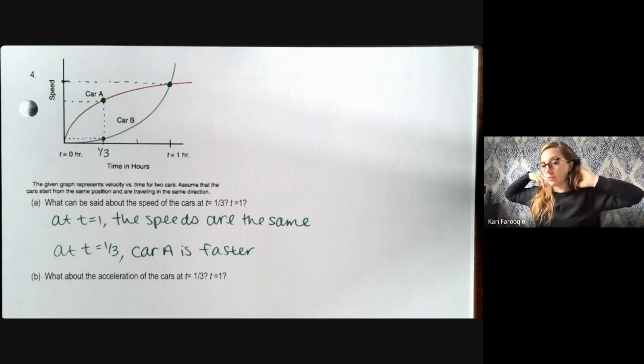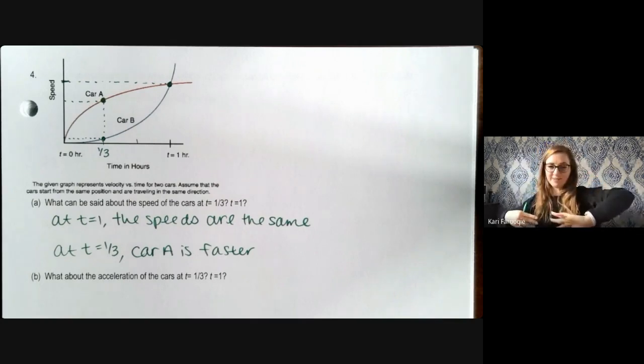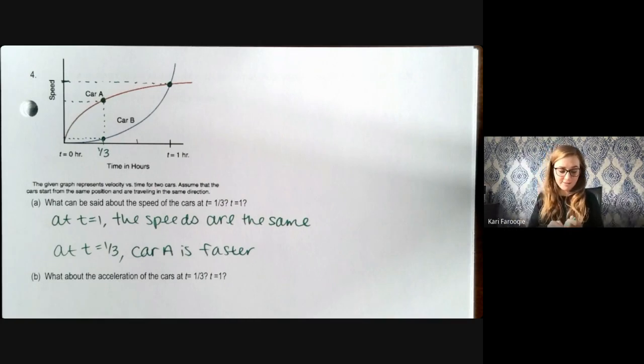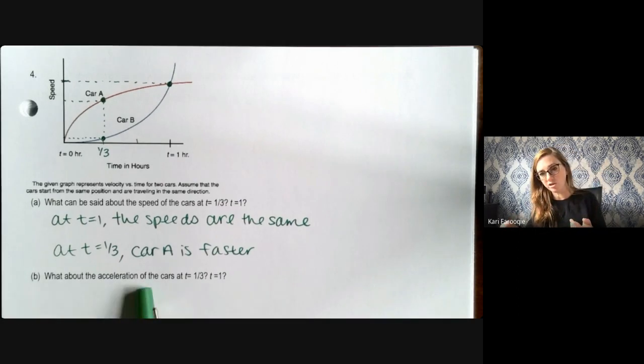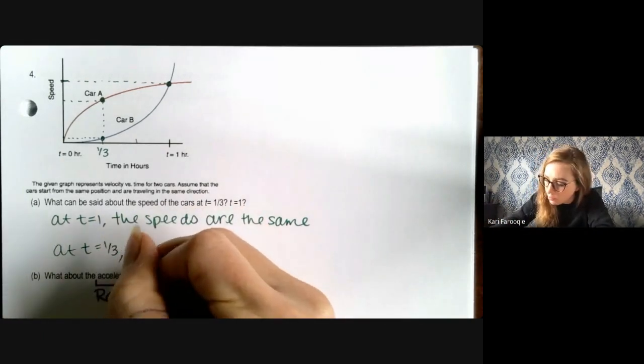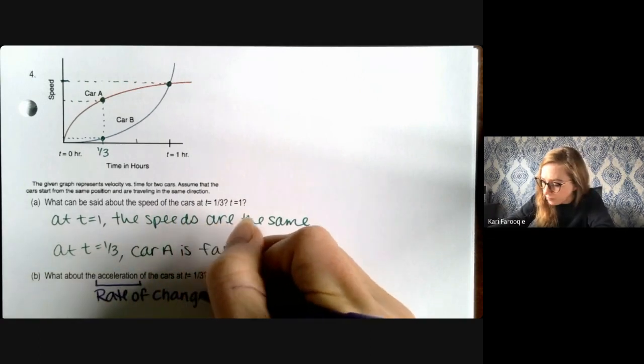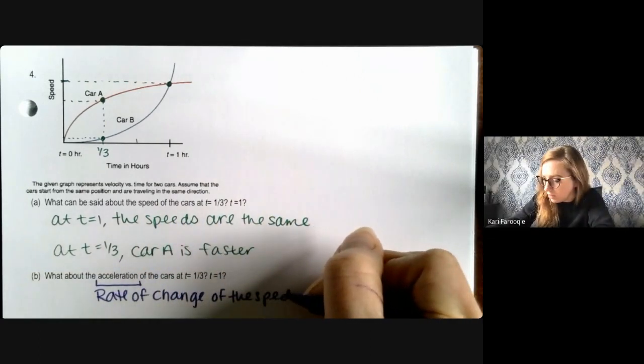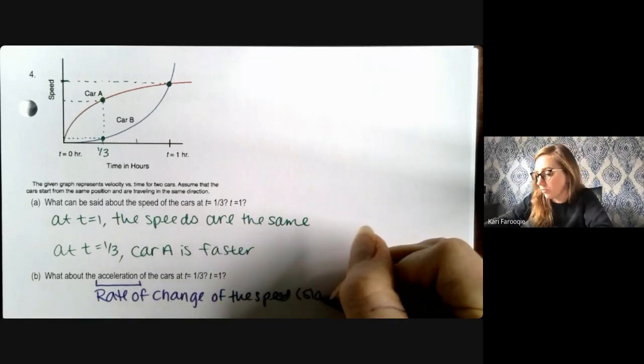What about the acceleration of the cars at 1/3 and 1? Now, we have not talked very much at all about the rate of change of the velocity. So in the last example, we talked about, okay, well, if you're in your car and you're doing a certain distance over time, we talk about that as speed. But what we're talking about with acceleration is the rate of change of the speed. So the acceleration is the rate of change of the speed. So that means basically the slope of the speed.